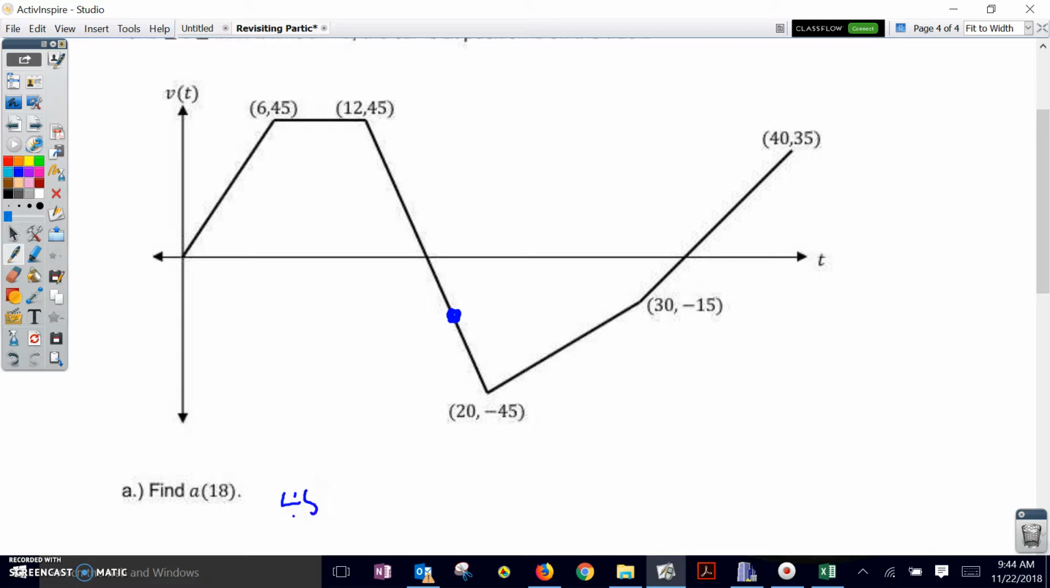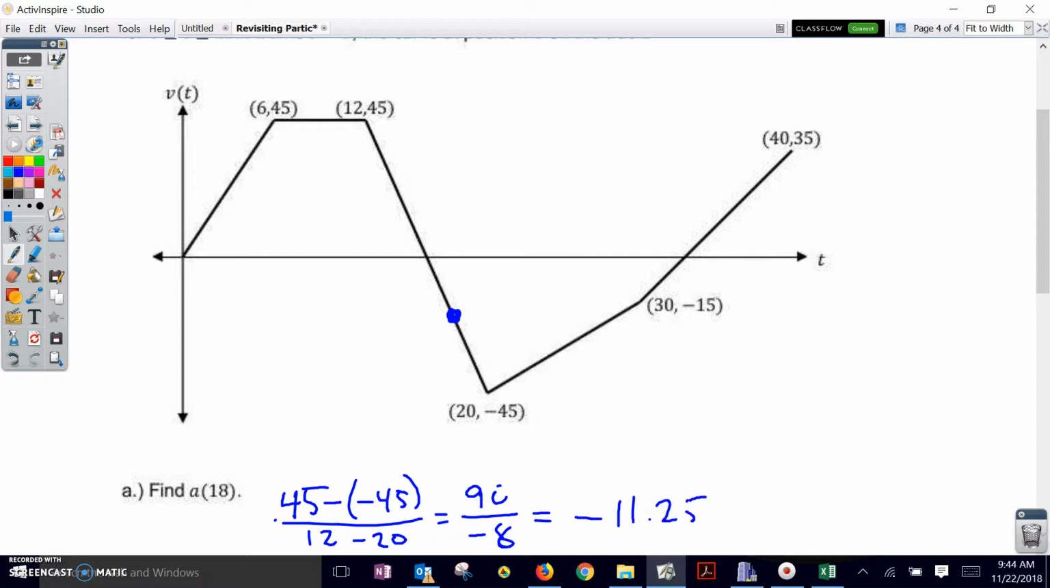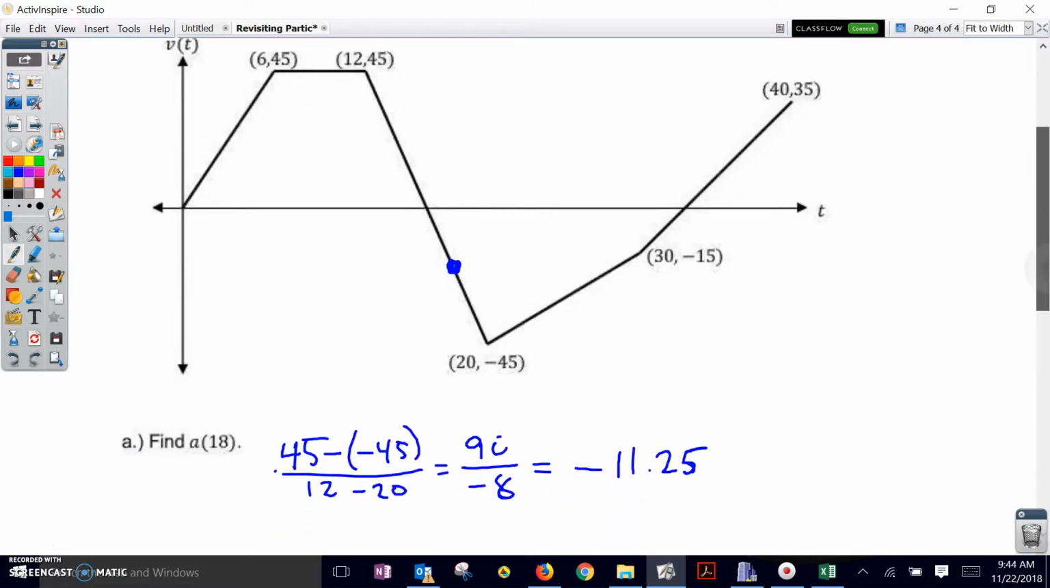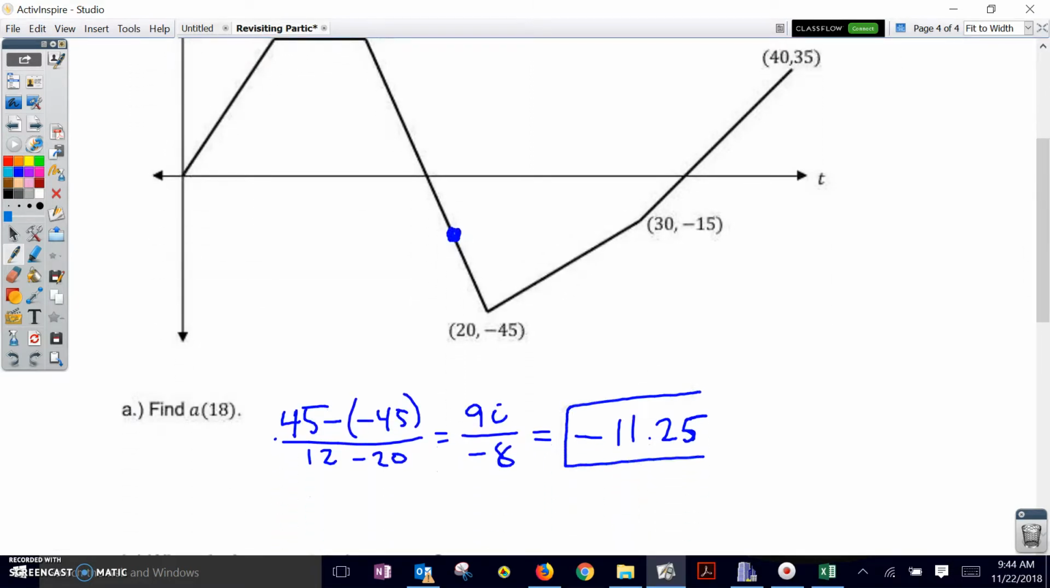So we're going to have 45 minus negative 45 over 12 minus 20. So we've got 90 over negative 8. So this is going to be negative 11.25. And what are my units here? I have no units, so I don't need any units in my answer.